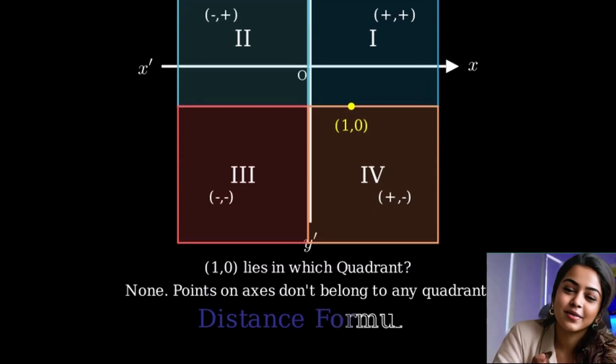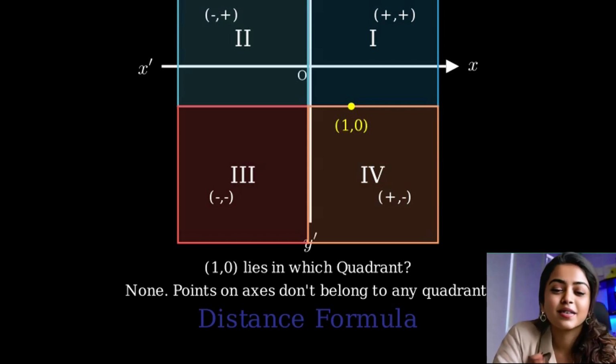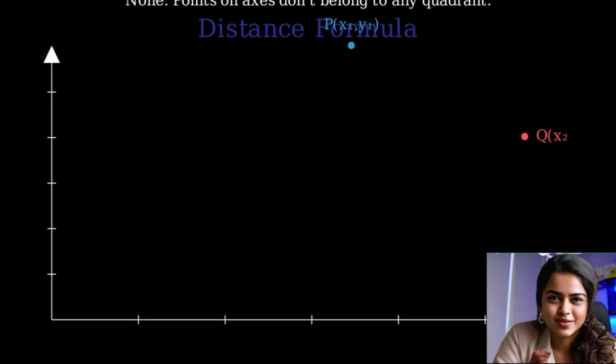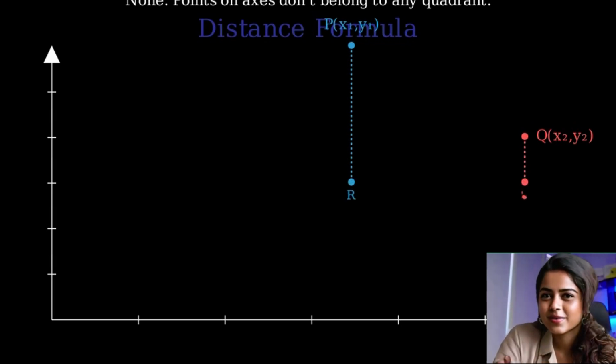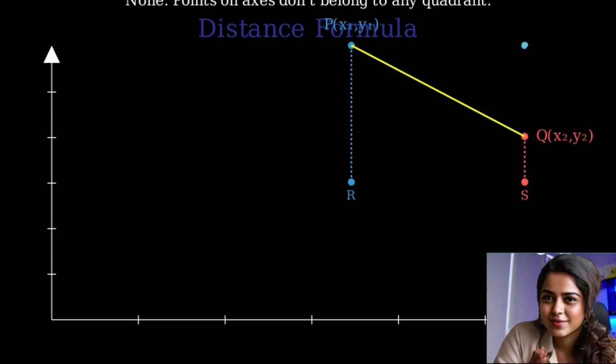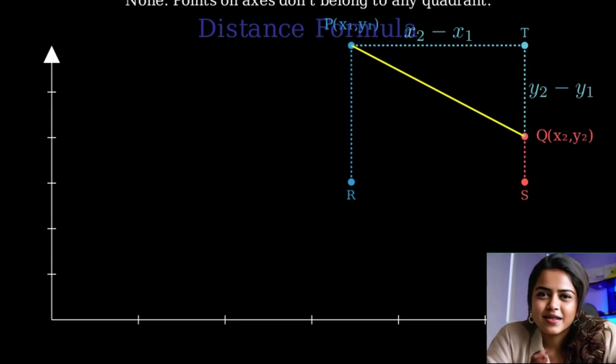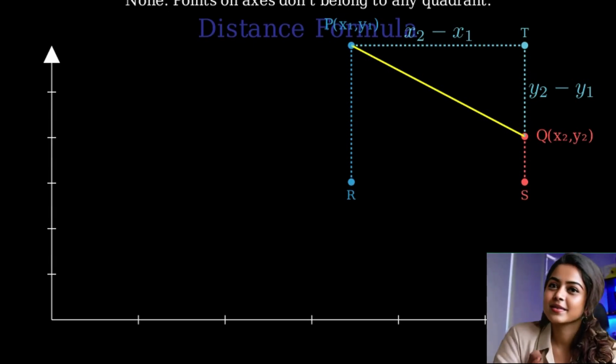Now, let's derive the distance formula, which allows us to find the distance between any 2 points in the coordinate plane. Consider 2 points P with coordinates (x1, y1), and Q with coordinates (x2, y2). We can draw perpendiculars from these points to the x-axis and then connect them to form a right triangle. Let's call the point where the perpendicular from P meets the line through Q parallel to the x-axis as T. Now, the side PT is the difference in x-coordinates, which is x2 minus x1. And the side QT is the difference in y-coordinates, which is y2 minus y1.